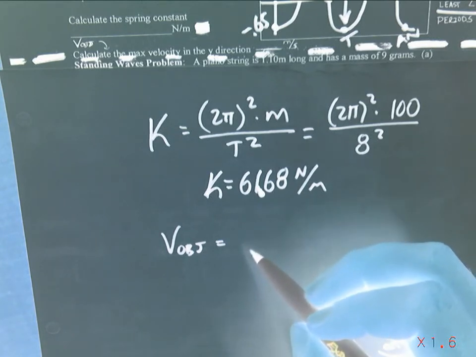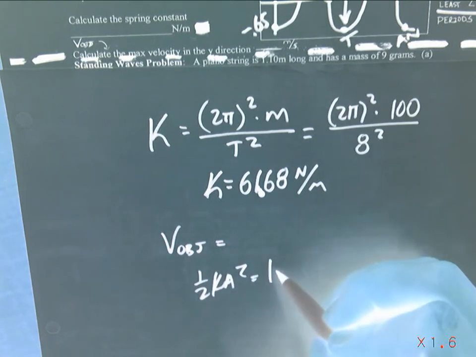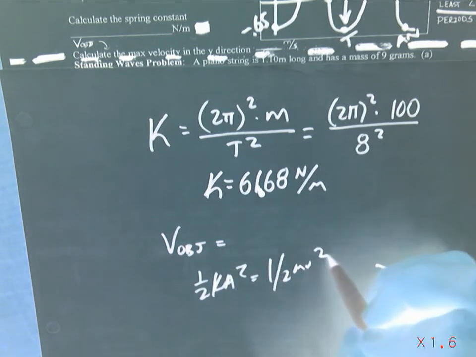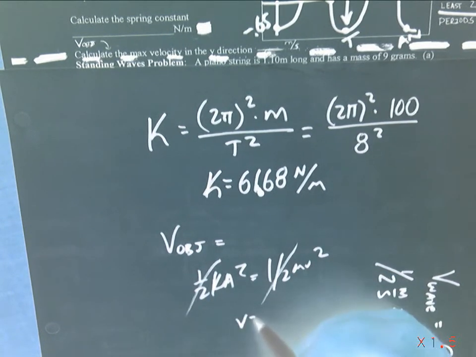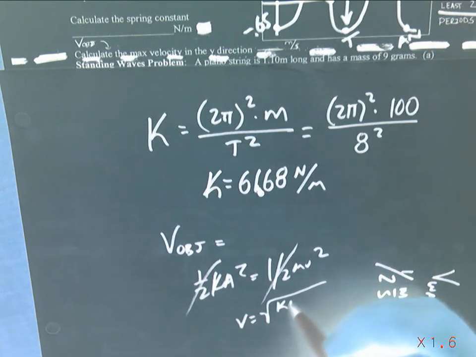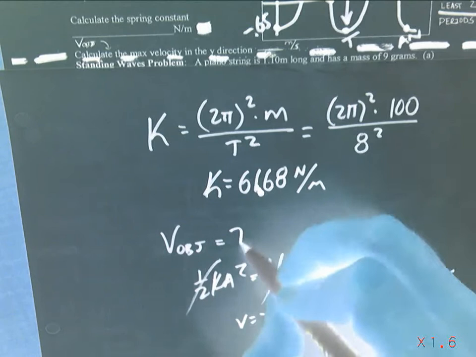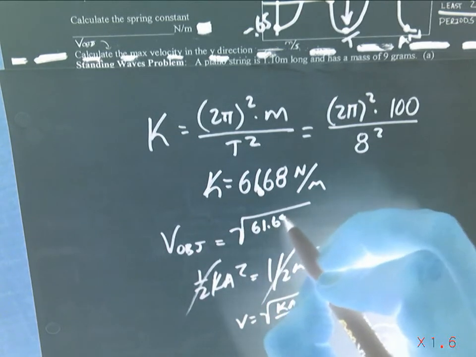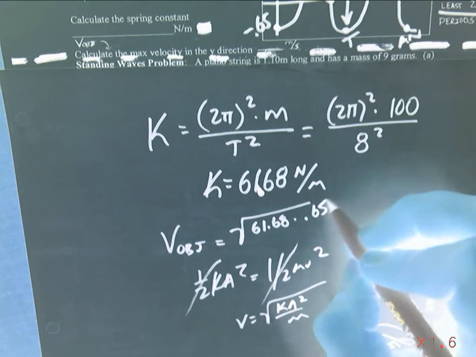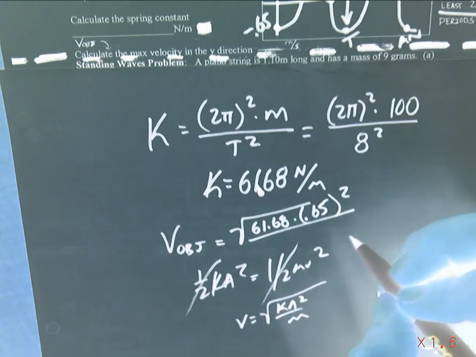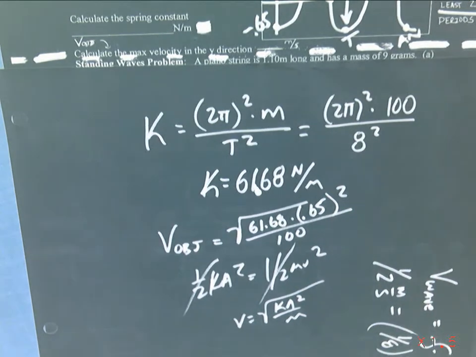So we have a relationship 1/2 Ka squared, which is the potential energy, and then we could set that equal to kinetic energy, which is 1/2 mv squared. And we derive this whole thing, and we get v by itself, so we get square root of Ka squared divided by m. We'll just plug that in. 61.68 times the amplitude from our things that we figured out at the beginning is 0.65, and we square that, and we divide it by the mass, as the boat is 100 kilograms. And we can find out how fast it's going.